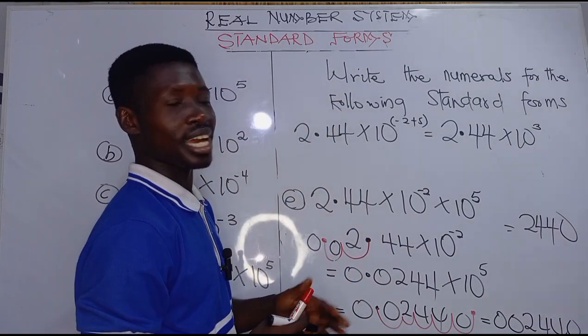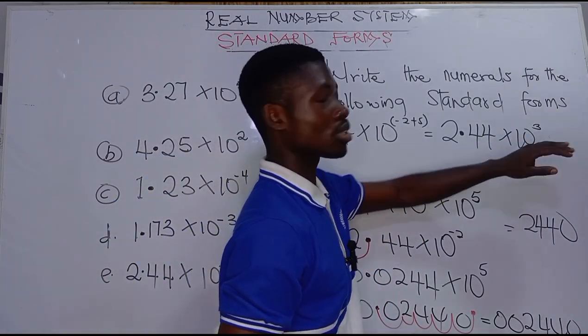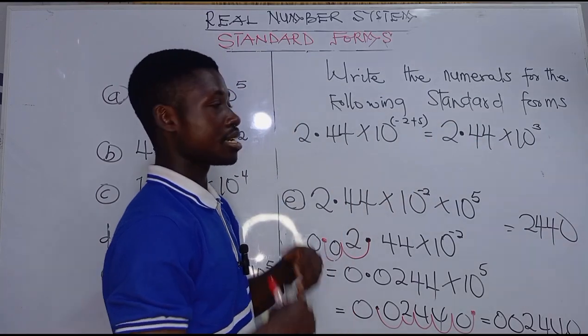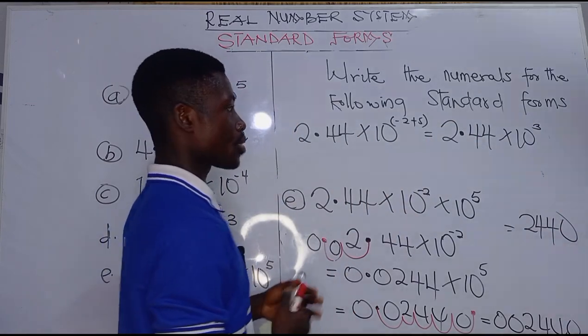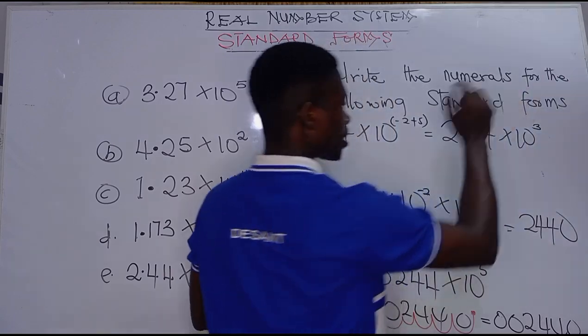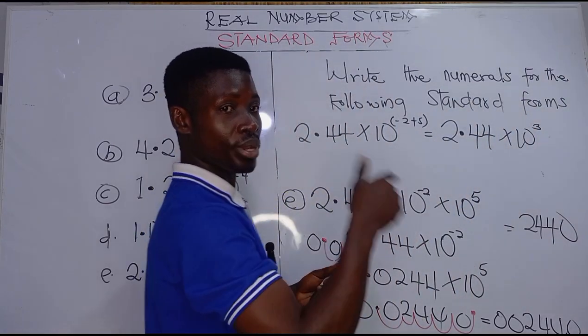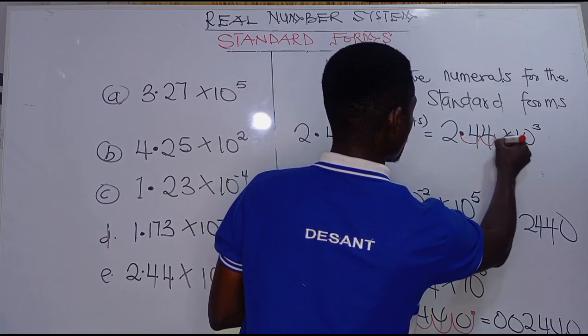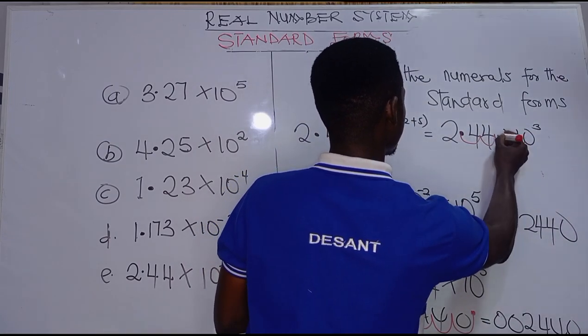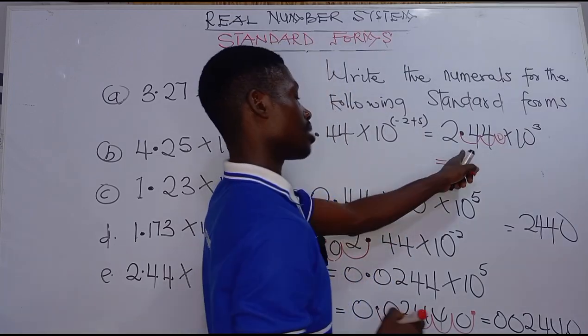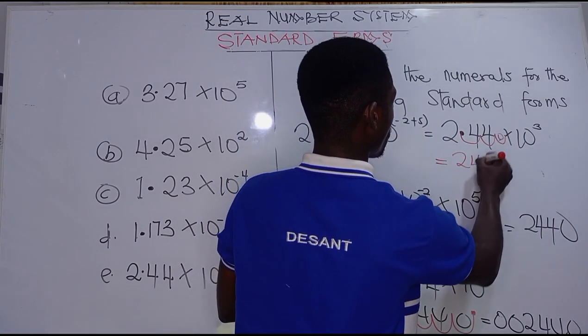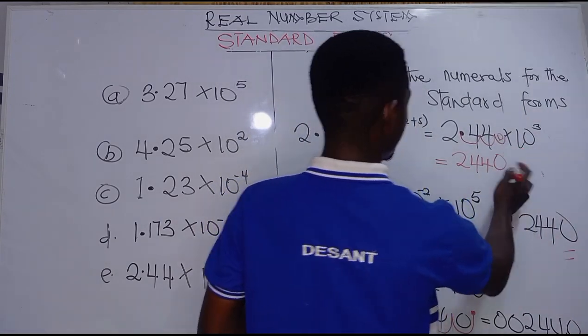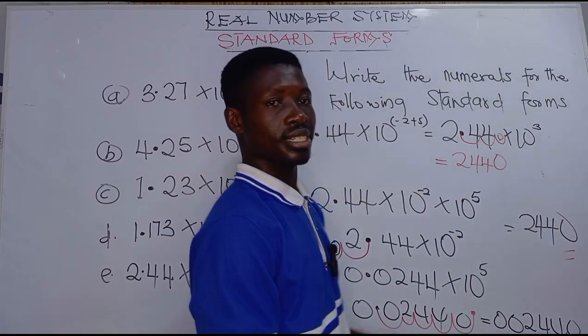And then we can continue with that. We know that 10 raised to the power 3 is 1,000. We multiply it by that. So we can go by what we are doing. A positive power tells us that we have to move the decimal point 3 places to the right. So we have 1, 2, and then 3. So we fill each gap with 0. So our number becomes 2, 4, 4, 0. And this is the same as that.